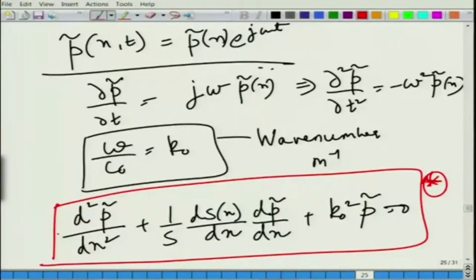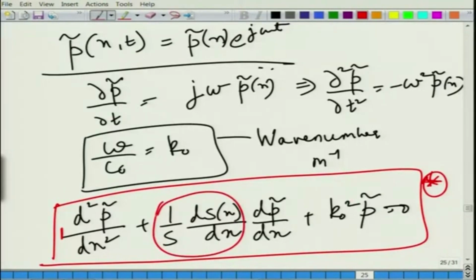We need to know the form of S(x). Obviously the trivial case is S(x) being a constant cross-sectional area, so I will probably not discuss that from now on. In this equation, the coefficient of this particular term is 1, and this is k naught square, which is constant, at least with respect to the space x. But what is not constant is this term.